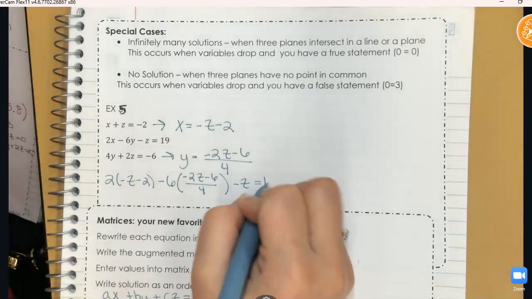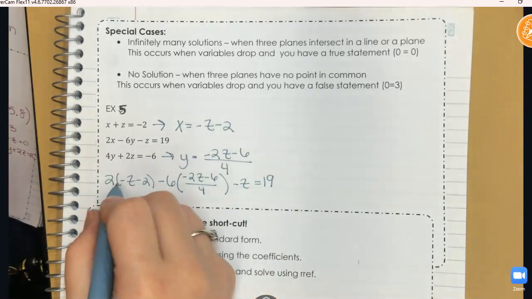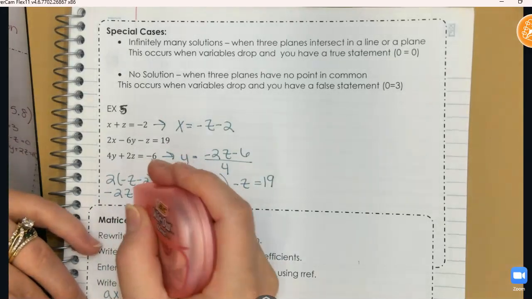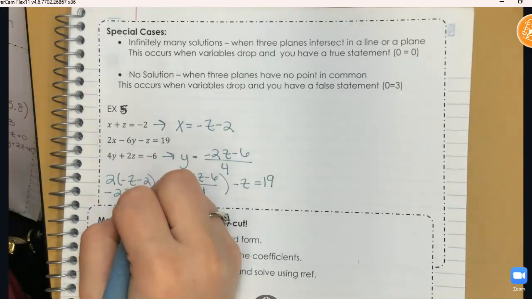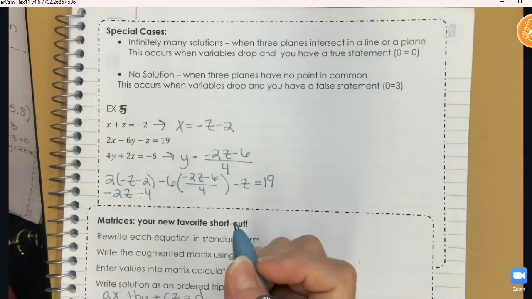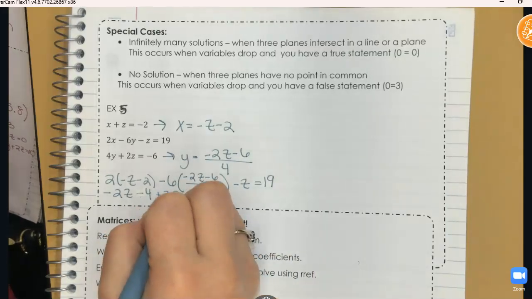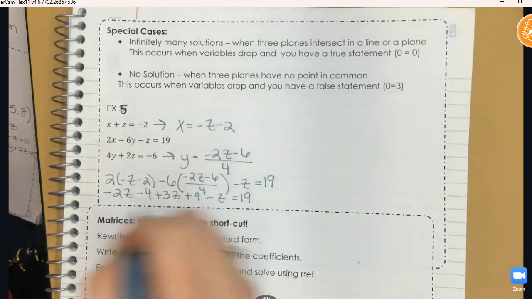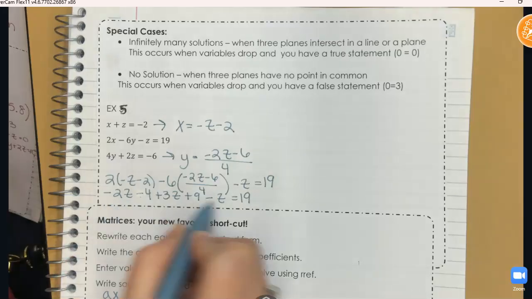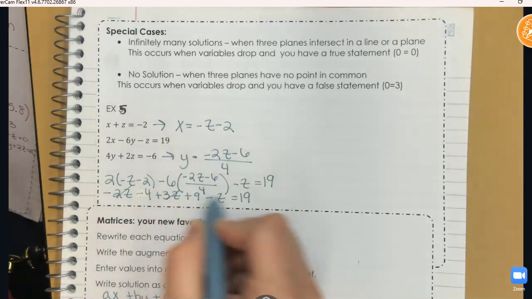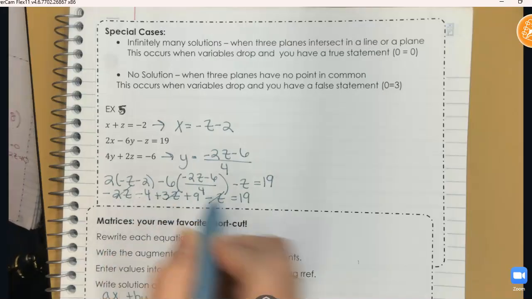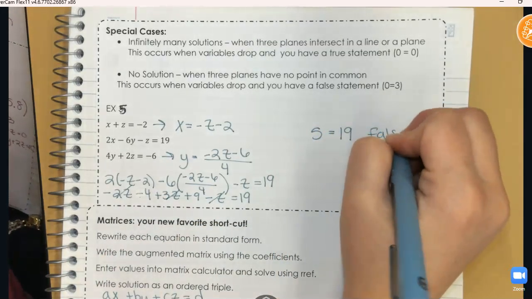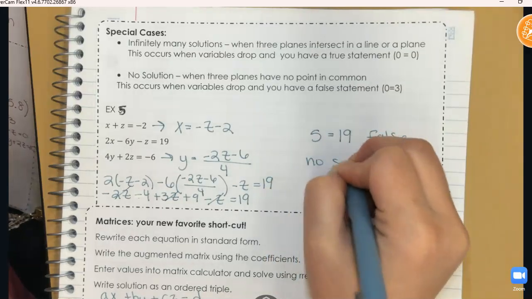minus z equals 19. As I go through and distribute this, I get negative 2z. That will be minus 4, not plus 4. Then distributing the 6 on top and then dividing by 4 gives me 3z plus 9. And then I still have that minus z over here. So as I'm going through, I have negative 2z, negative z, plus 3z. That's all going to cancel. And then I have negative 4 plus 9, which gives me 5 equals 19. That is a false statement, therefore I have no solution.